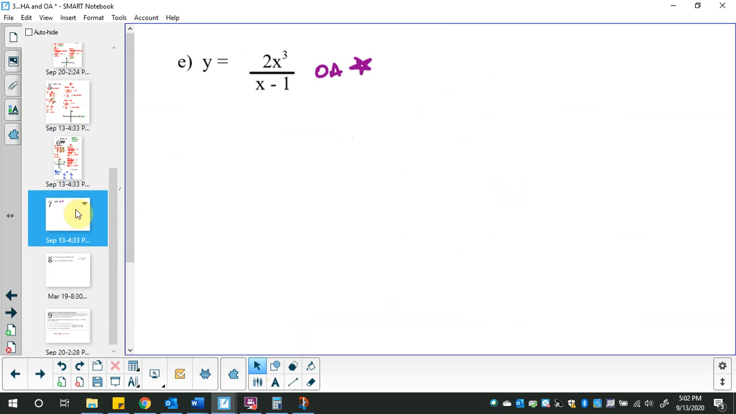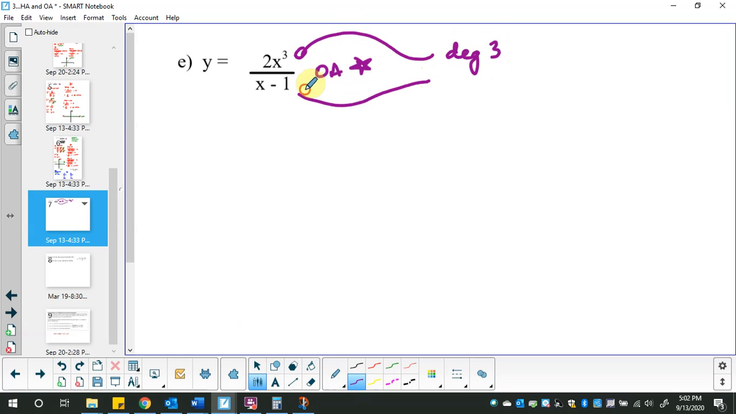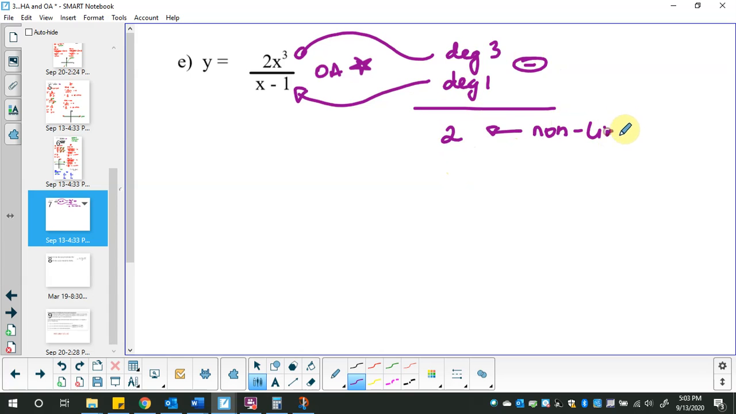Excuse me. This one is the one where it is not in this curriculum, and that's why I want to discuss it. This has a degree of 3. Denominator, degree of 1. Subtract means you have 2. That is a non-linear oblique asymptote. In fact, it's a parabola asymptote.